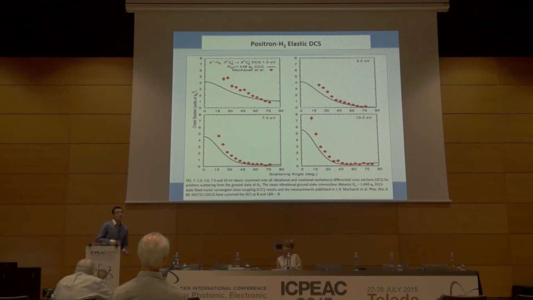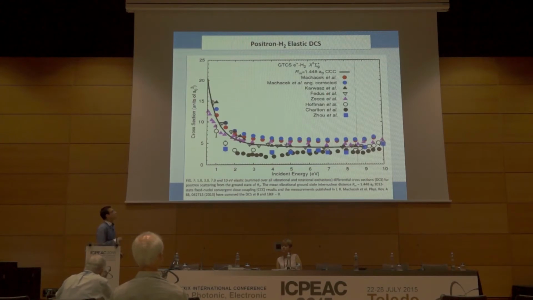Okay, so now we move on to elastic scattering, the differential cross-section of positrons from H2, and these are the recent measurements of the ANU people. Here we don't have agreement, and this is also reflected in the grand total cross-section, where their results are about 30% higher than ours.